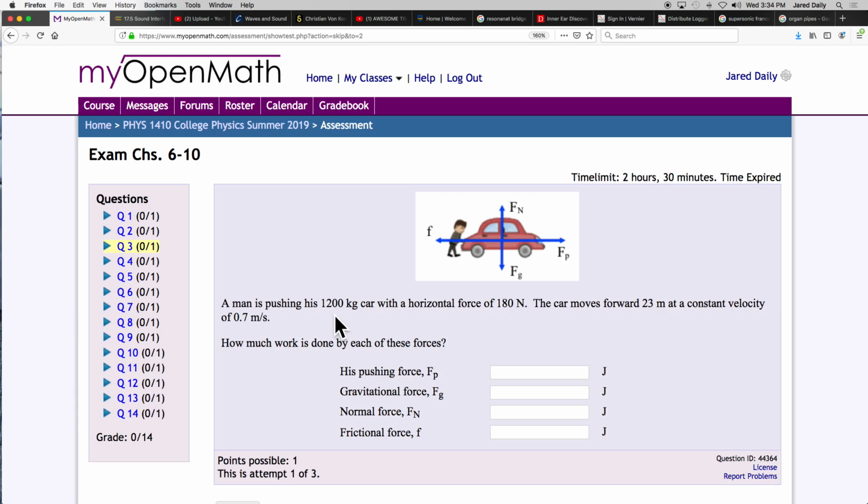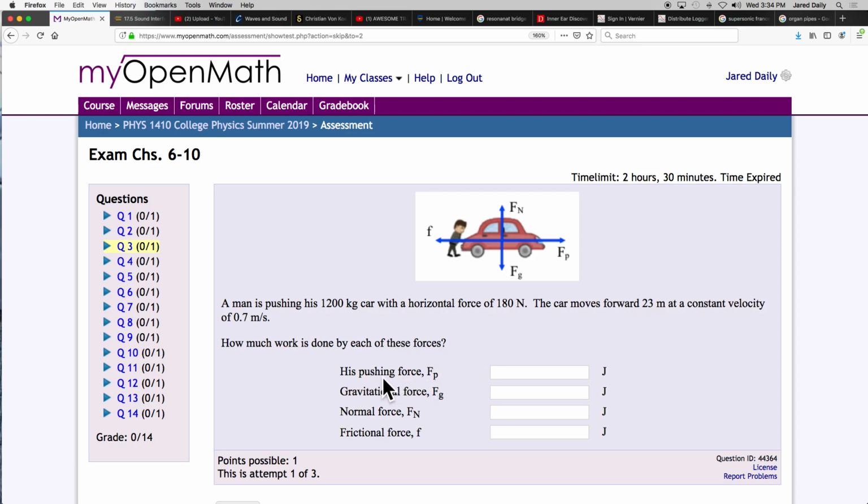If it's at a constant velocity, is it accelerating? No. So what do we know? If we add all the forces together, are we going to have any left over? No. So if this force pushing this way is 180 newtons, what does this frictional force have to equal? If those two have to add to zero, negative 180, right? So you're going to have a negative 180 frictional force. Now that's not one of the answers, but it's related to one of the answers, right? So we now know the frictional force is negative 180 newtons.